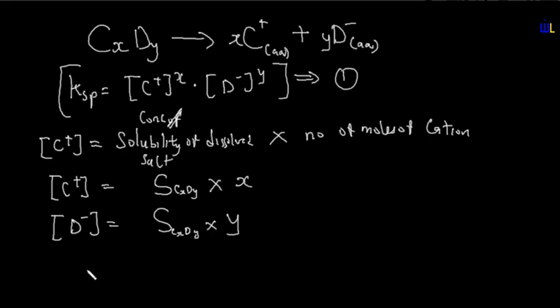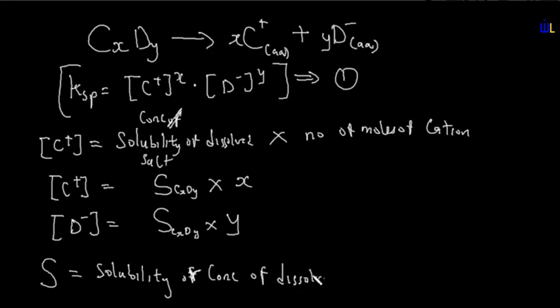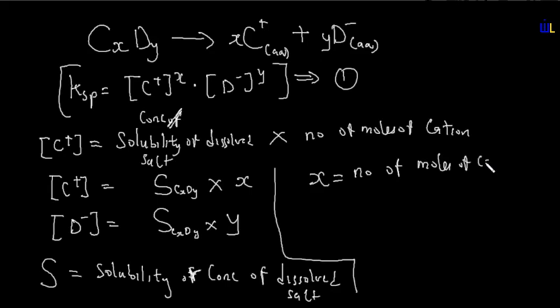So with this said, you can now write S is equal to solubility or concentration of dissolved salt. Please stay awake. This is the last part. Then you now write x is the number of moles of cation. y is the number of moles of anion. Okay, have you written these ones? Because we are not done.